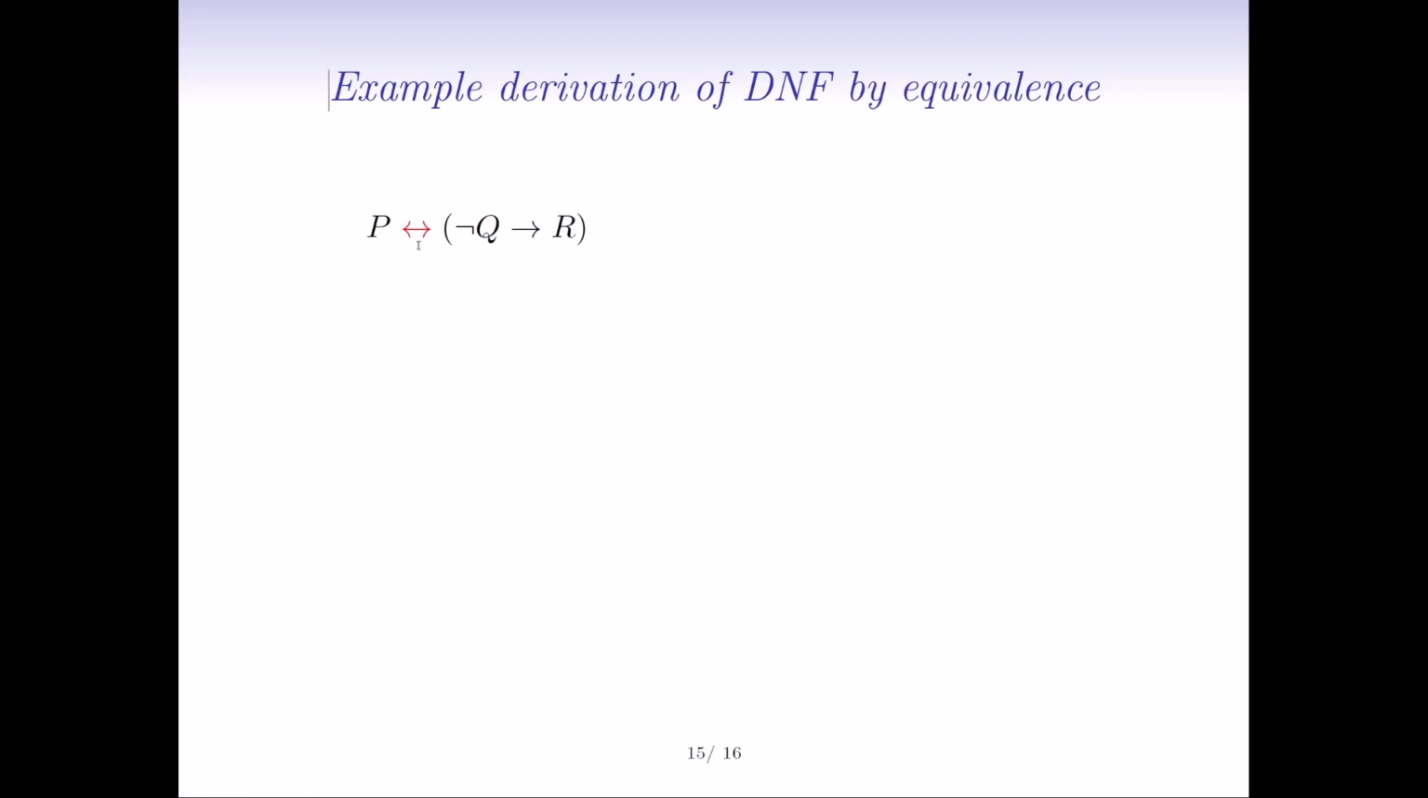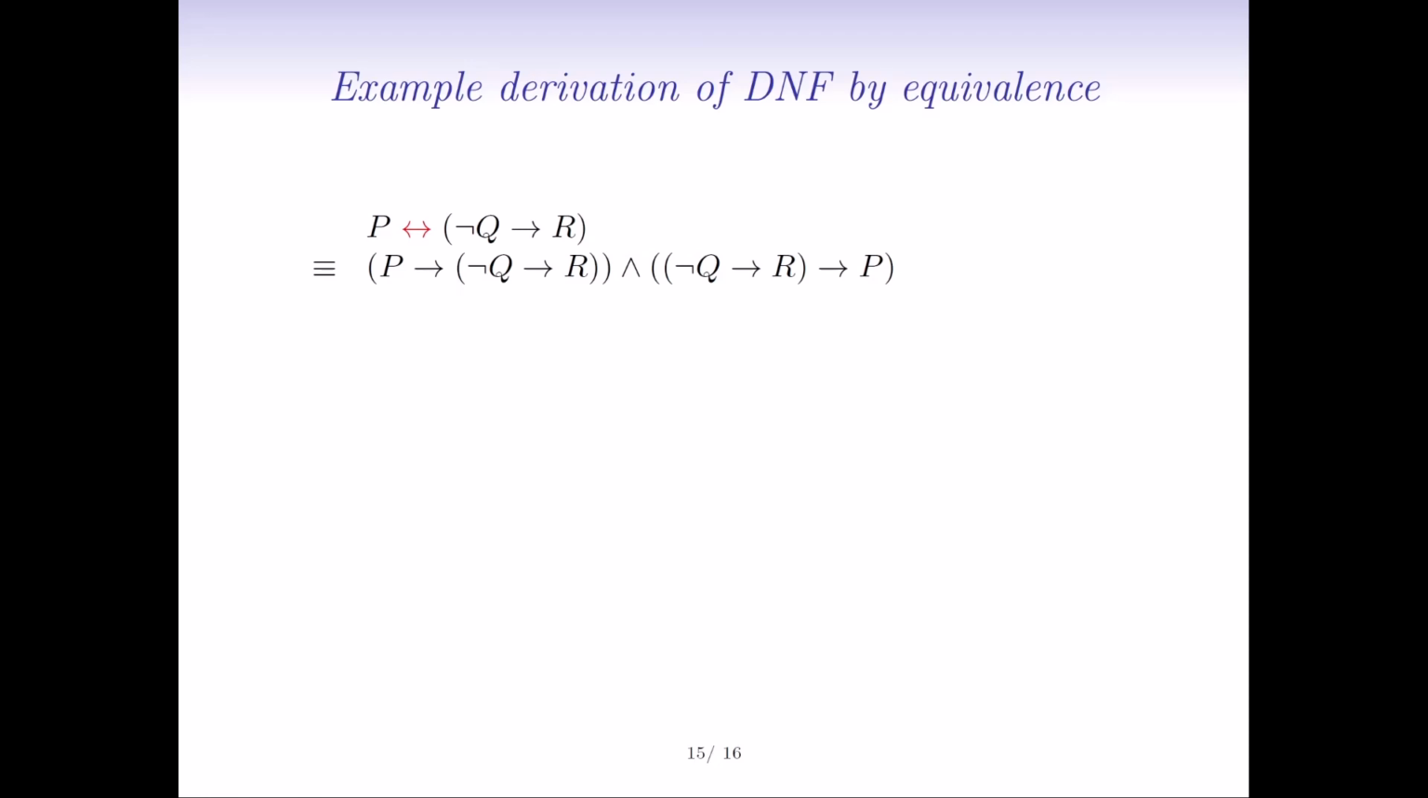The first thing we can notice is it's got an if and only if in it, and that's no good. So first of all, we'll use our equivalence for bi-implication to eliminate it. We'll convert this bi-implication into two implications: P implies (not Q implies R), and (not Q implies R) implies P. Simple.